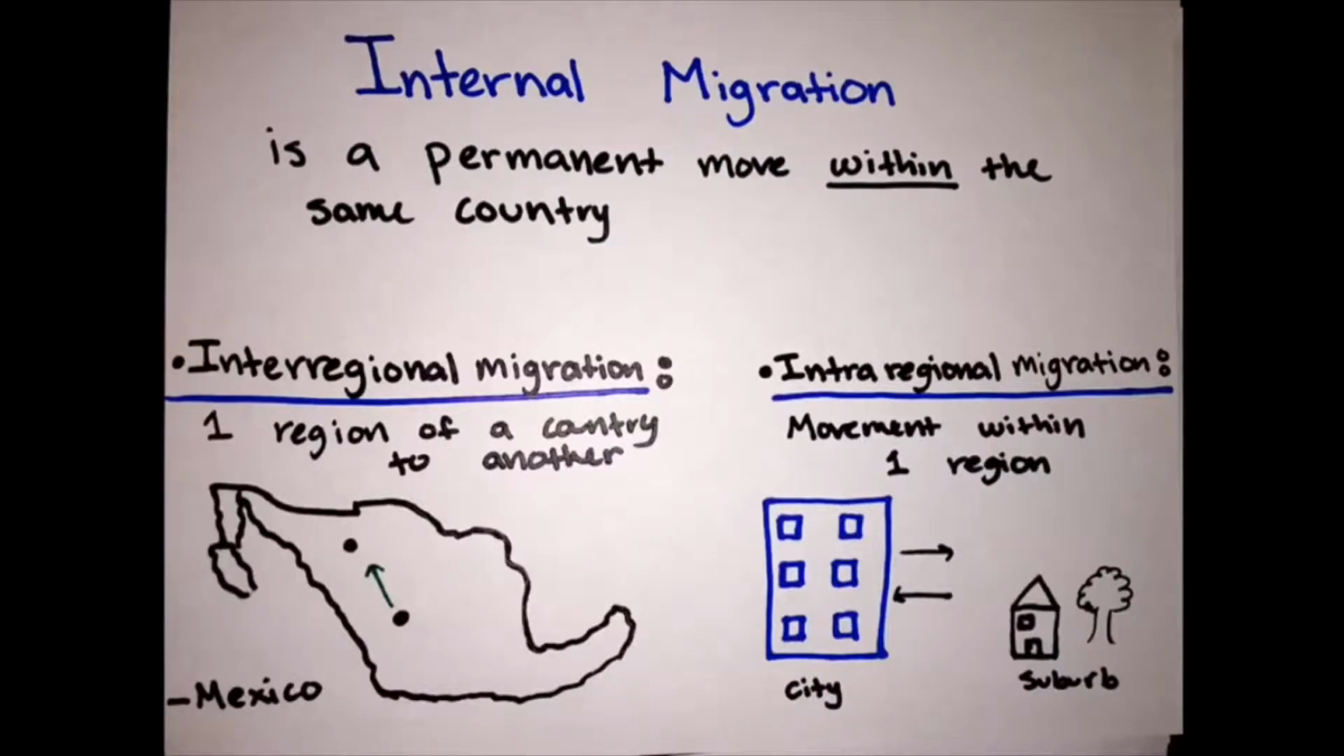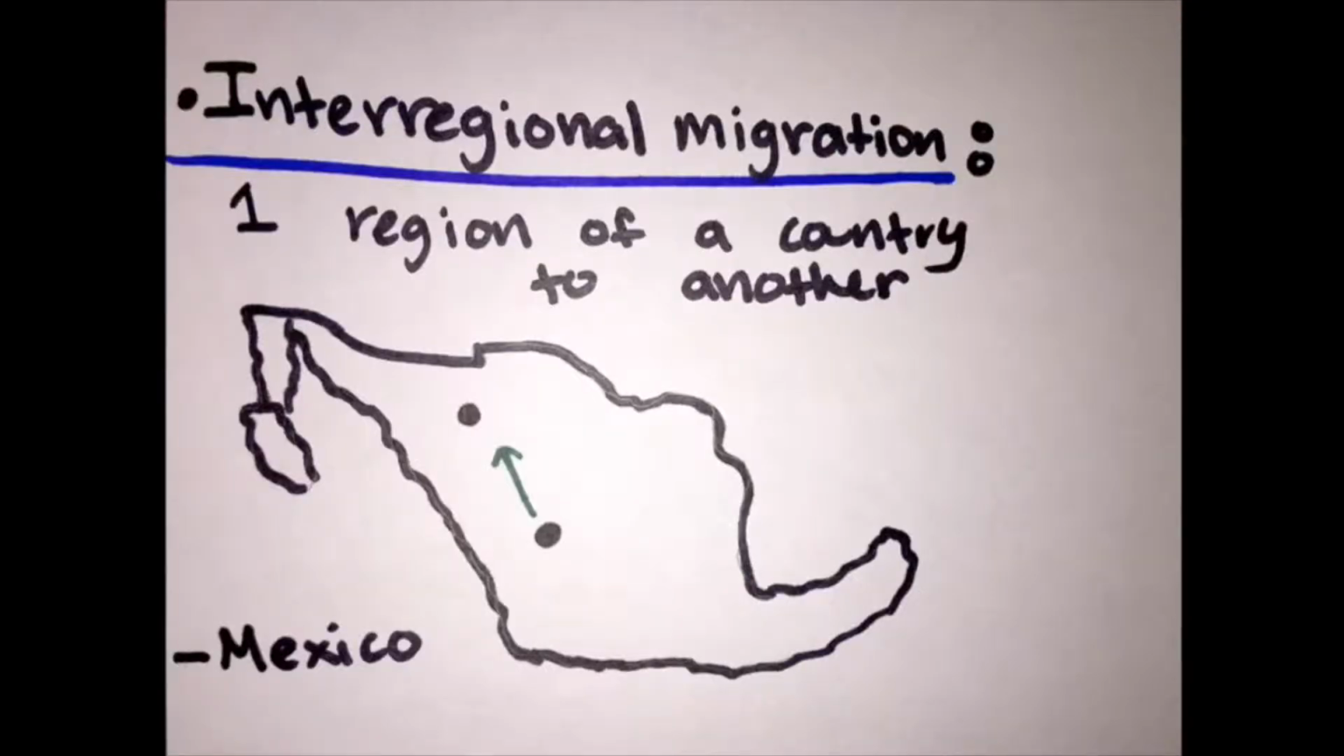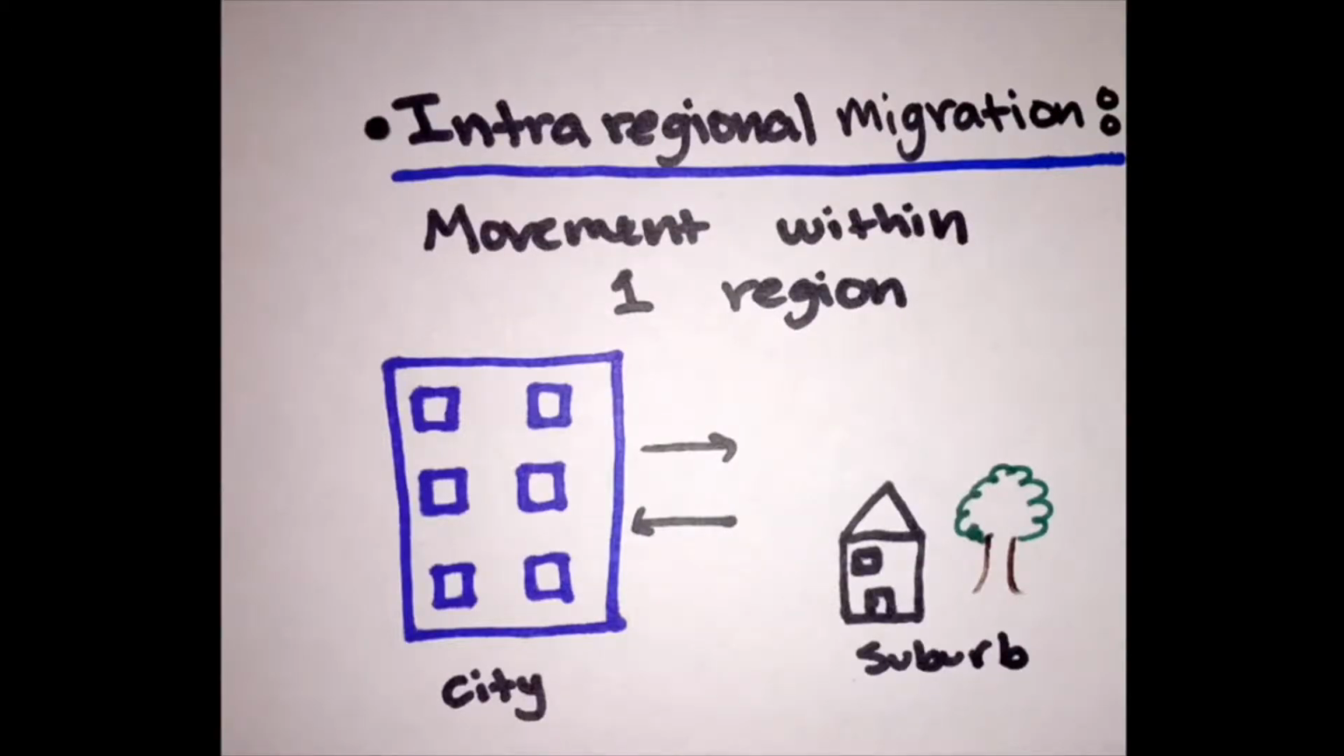It can also be divided into two types: interregional migration, which is a movement from one region of a country to another. As you can see in the drawing, this migrant is moving from one region of Mexico to another. The second type is intraregional migration, which is movement within one region. So if a migrant were to live in a suburban area, they would move to the city and vice versa.